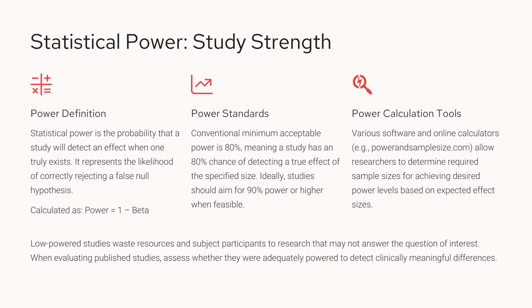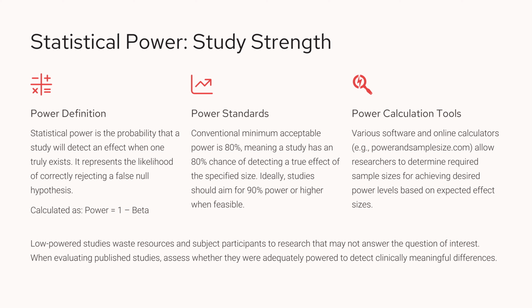So with these types of errors, where does power come in? Well, the definition of power is basically the ability, or the probability, of a study to detect an effect when one truly exists. So think about how that goes back to sensitivity and specificity. That's why we went over this first. And so it represents the likelihood of correctly rejecting the null, meaning having a true positive result, and it's calculated as 1 minus the beta value.